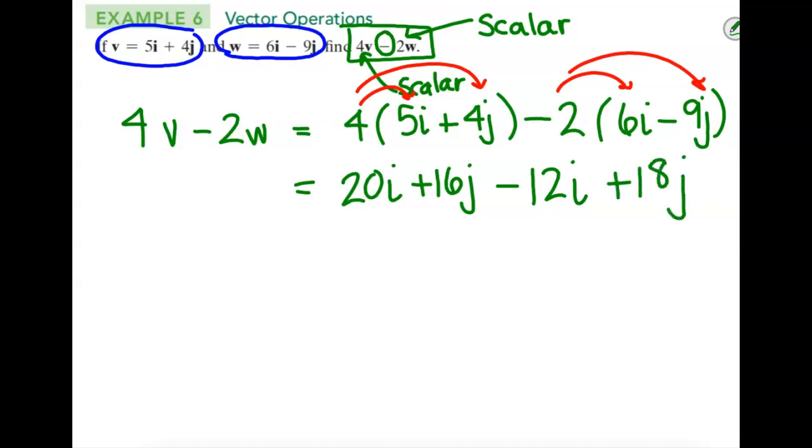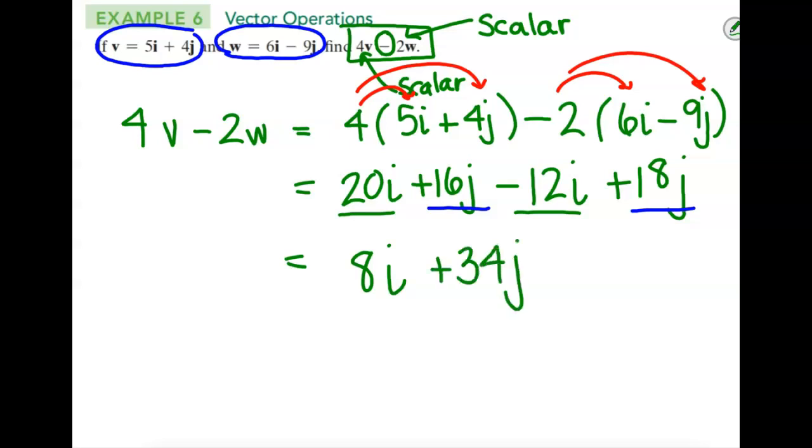Now to simplify it, we're going to think of these as combining like terms. Here is 20i and negative 12i. You combine them together like terms, so that is 8i. The next pair of like terms is your 16j and 18j. When you add them together, you're going to get 34j. So you'll get a new vector as a linear combination.